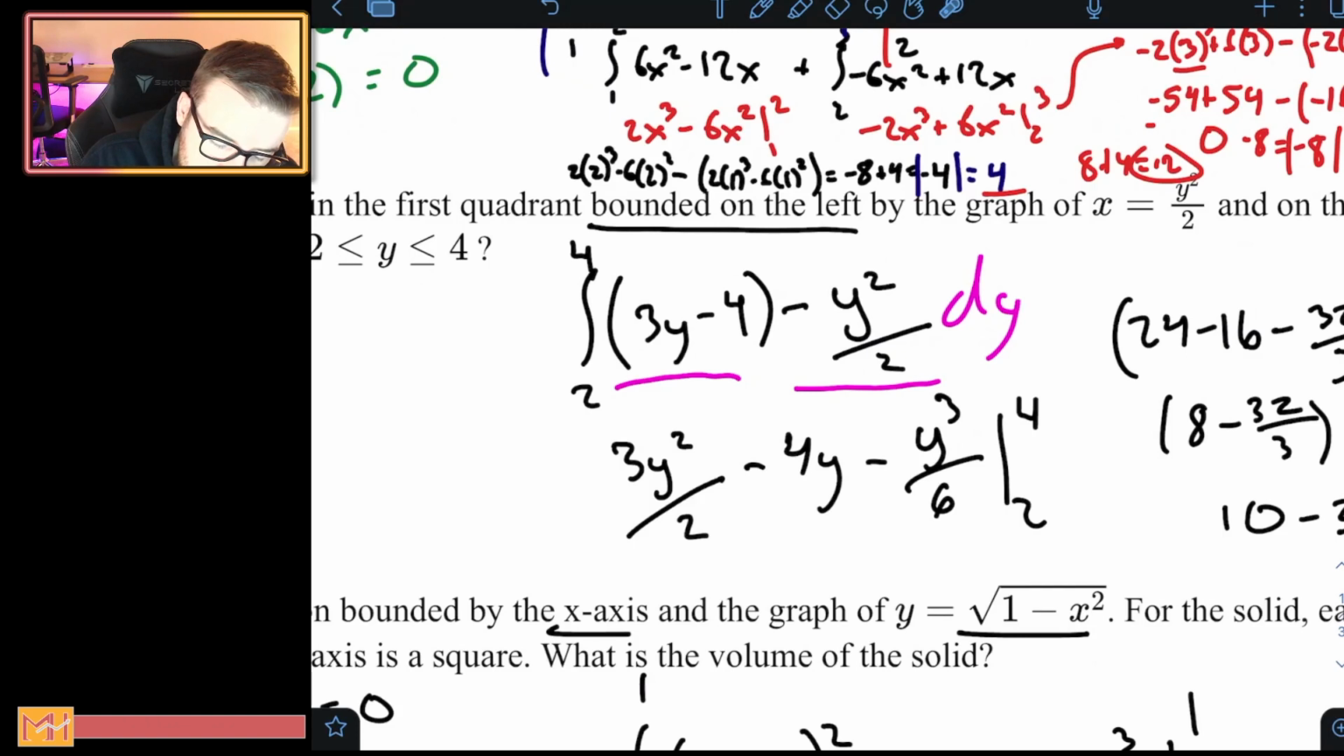So this gets bumped up and divided, so that becomes 3 halves y squared. This just becomes a y. And then this gets bumped up to a 3. When you divide by 3, that's going to become a 6th, along the bounds from 4 to 2.